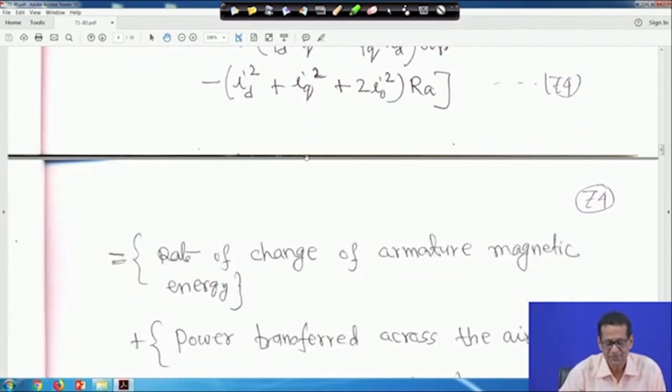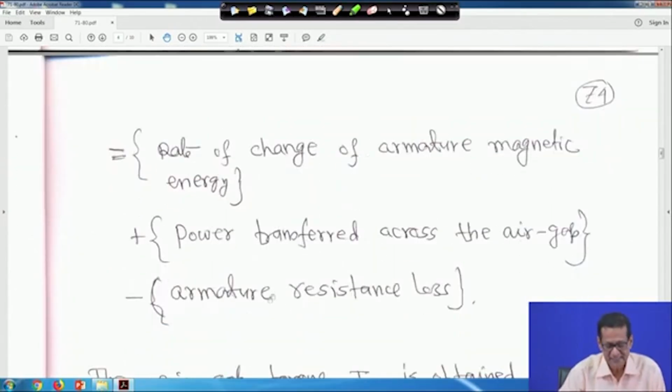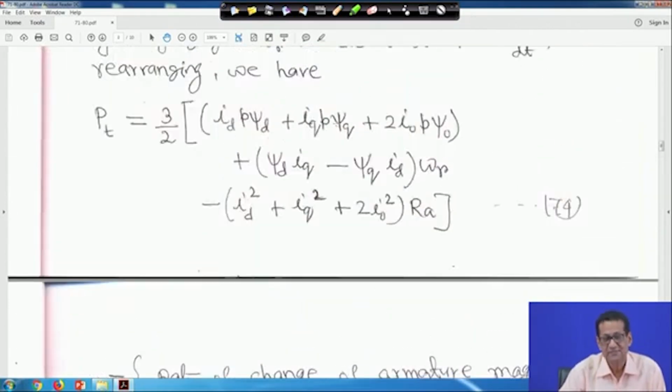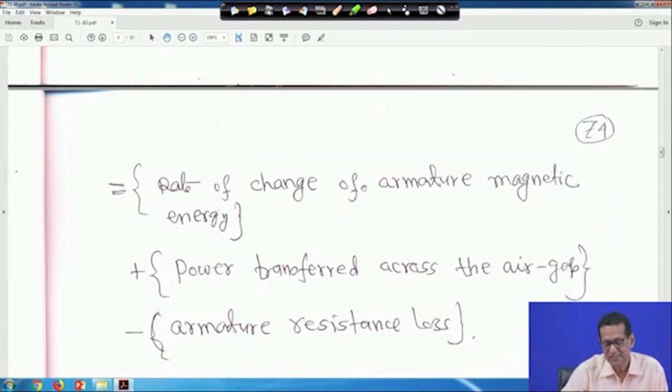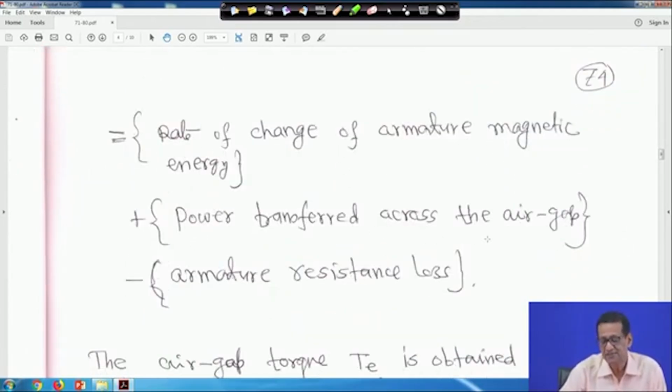And the third one, that is (Id square plus Iq square plus 2I0 square) into Ra, is nothing but the armature resistance loss. So the first term has some significance, the second term also, the third term also. That is why it is written: the first term is the rate of change of armature magnetic energy, plus the second term is power transfer across the air gap of the machine, and the third term is the armature resistance loss, right.